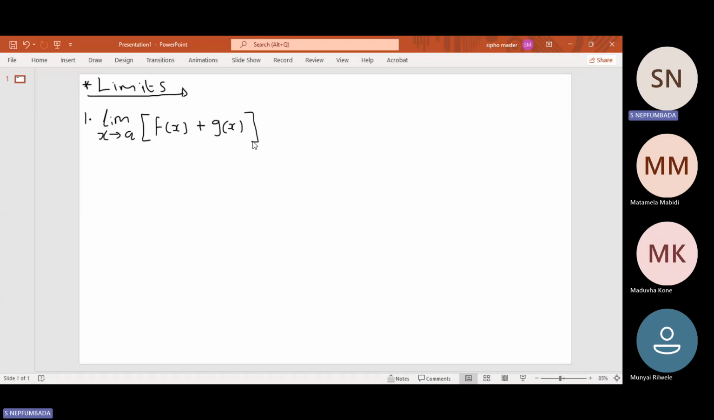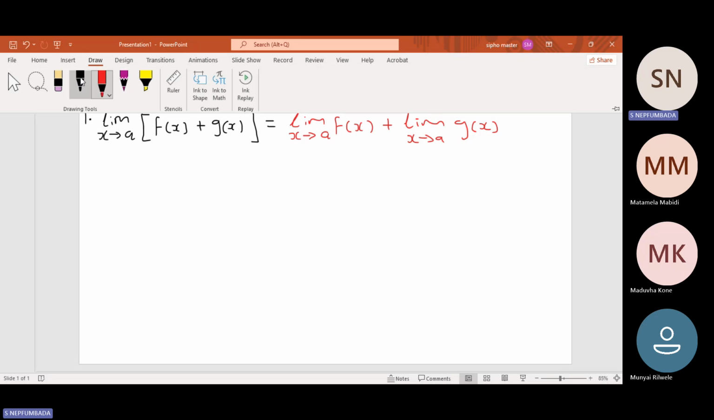This is the same as, I'm just creating those notes from someone's notes who sent me. But this is nothing but equal to the limit multiplying each and every function. This is the limit of x approaching a of a function f at x plus the limit of x approaching a of a function g at x. So that limit is going to multiply everything that is inside the what?